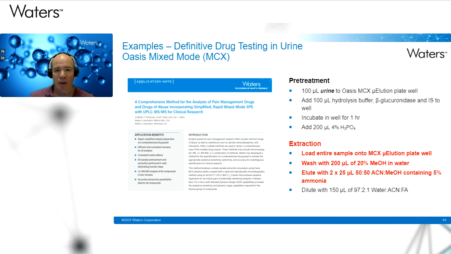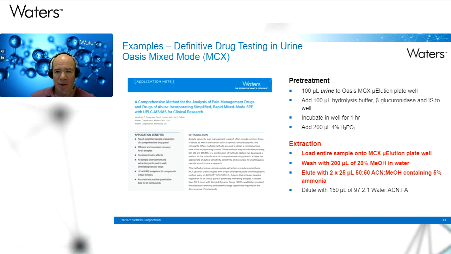Looking at the pre-treatment, we are hydrolyzing it using a hydrolysis buffer and beta-glucuronidase. That goes for an hour. This was done a few years ago. And then after the hydrolysis, we simply pre-treat it with phosphoric acid to get the pH to the state that we want. The extraction is fairly straightforward.